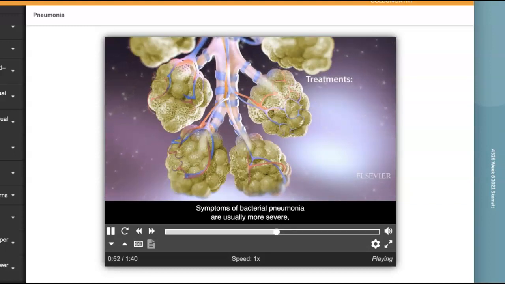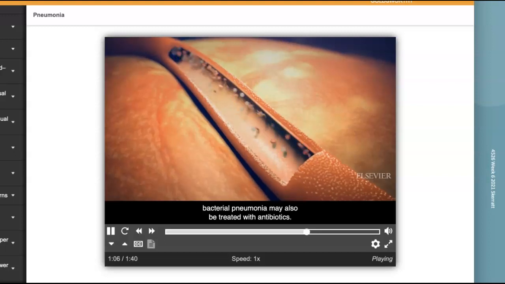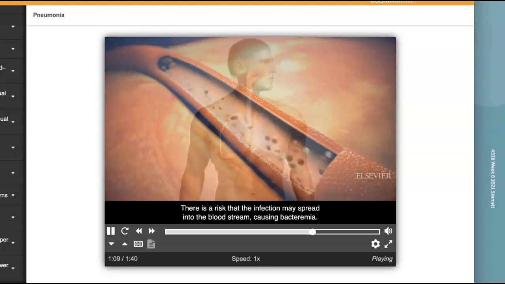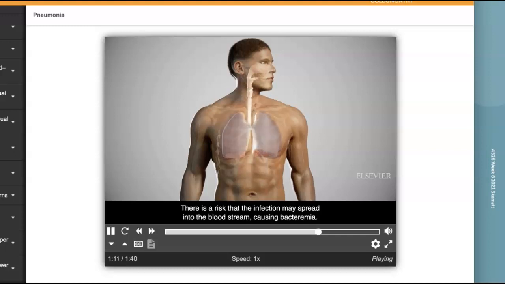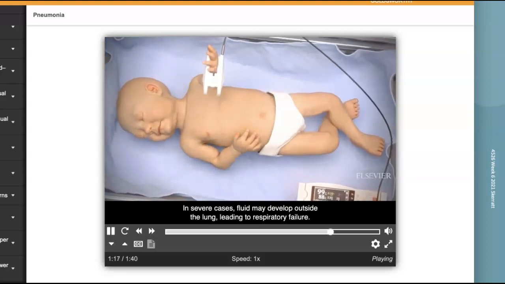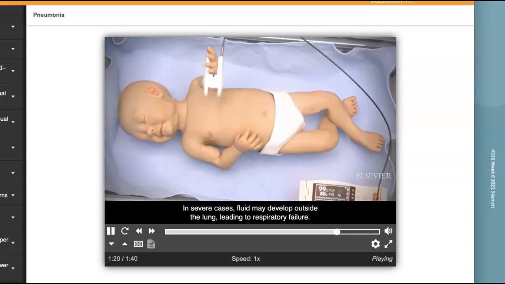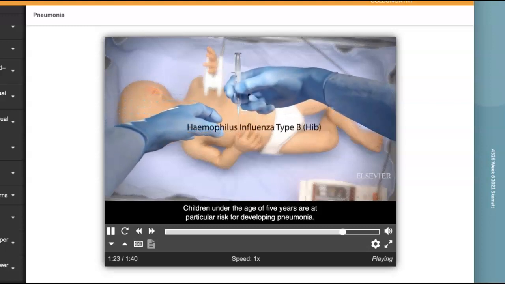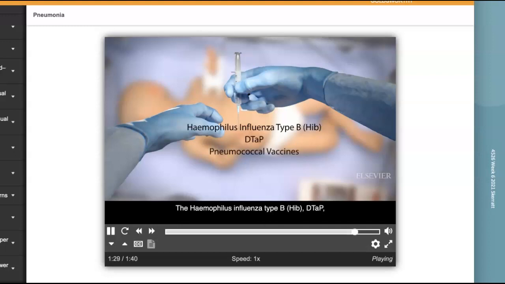Treatment of pneumonia may include supportive care, rest, fluids, and oxygen if needed. Bacterial pneumonia may also be treated with antibiotics. There is a risk that the infection may spread into the bloodstream, causing bacteremia. In severe cases, fluid may develop outside the lung, leading to respiratory failure. Children under the age of 5 years are at particular risk for developing pneumonia. The Haemophilus influenzae type B (Hib), DTaP, and pneumococcal vaccines are important childhood vaccines that help prevent common types of pneumonia in children.